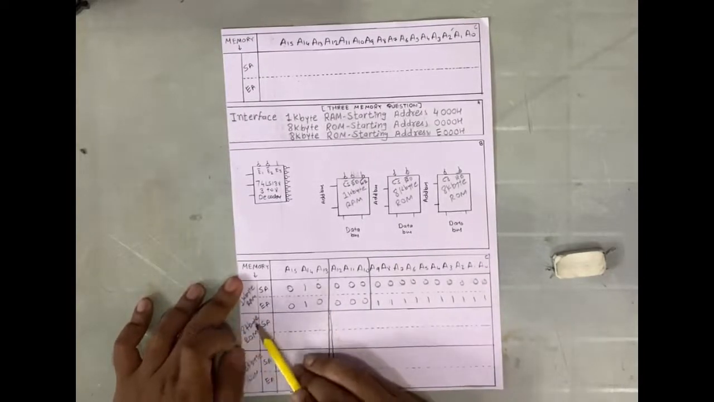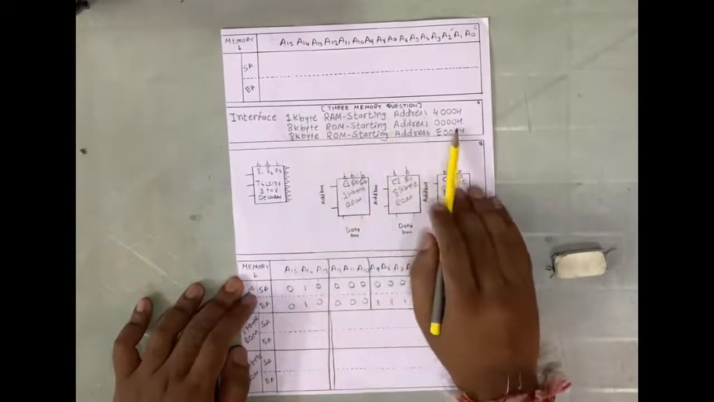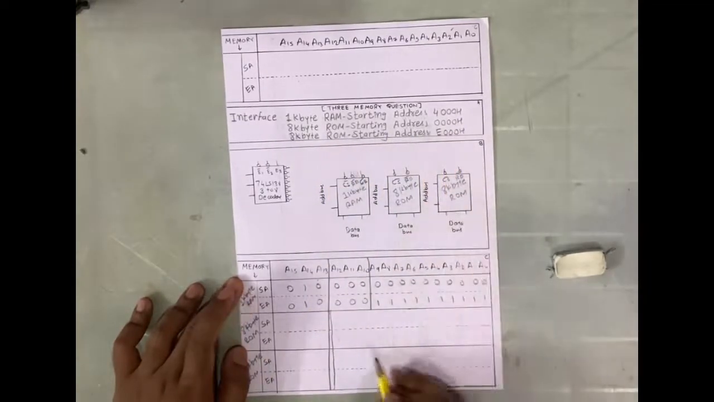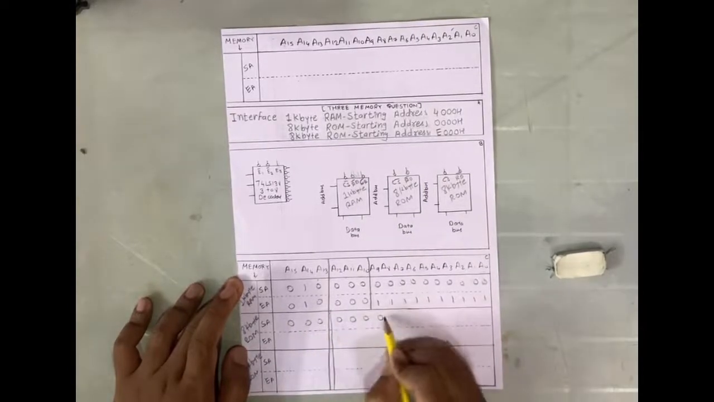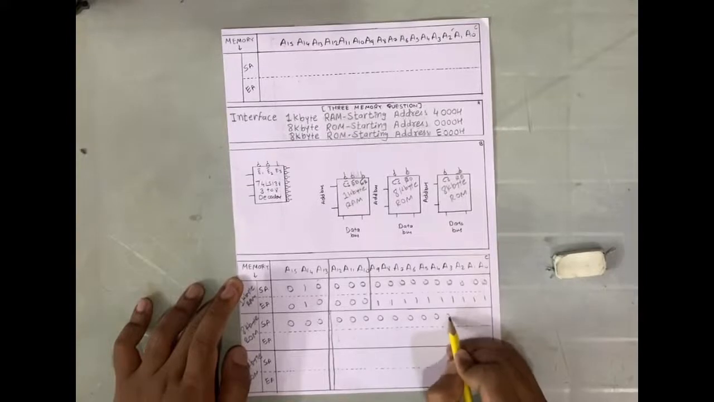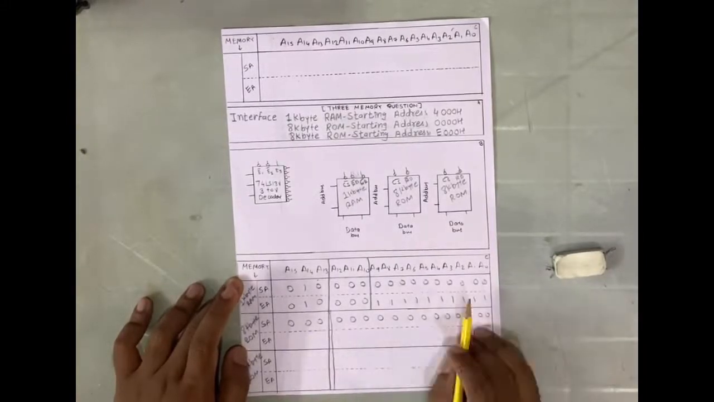Now let's find for the 8K byte ROM. Again for the 8K byte ROM, the starting address is given, which is 0000H. So let's convert the starting address into binary and write it down. Okay, so the starting address is given.